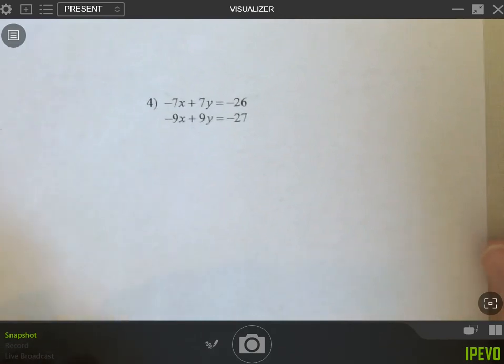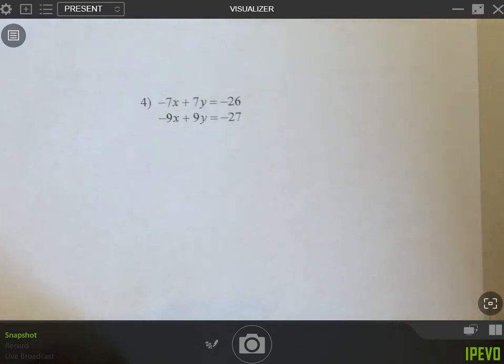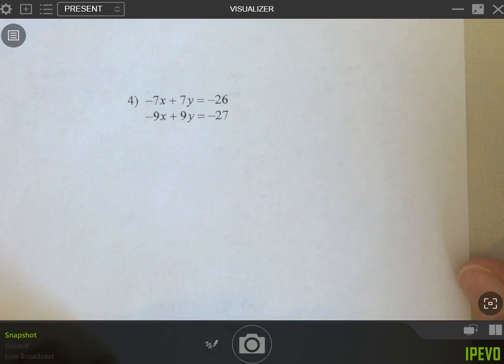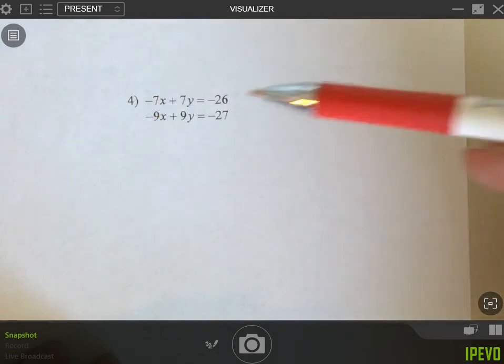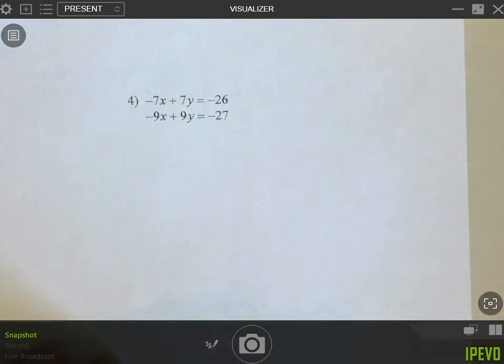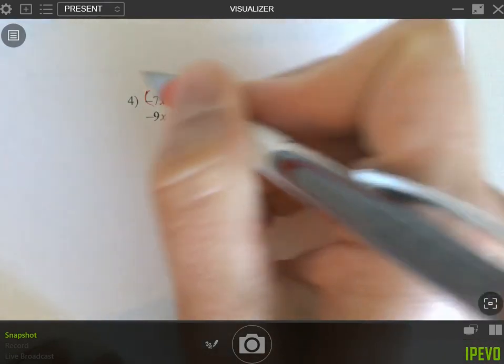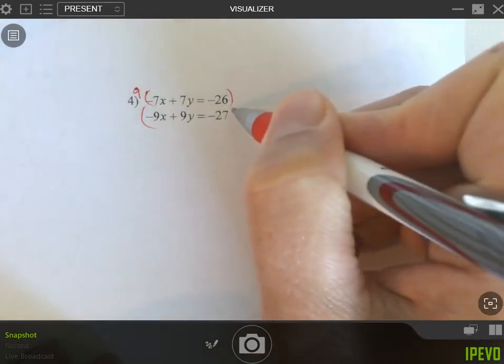All right, so let's jump to number 4. Is there anything I can do just to change one thing and make them cancel? No, I'm sort of stuck here. What is the least common multiple of 7 and 9? Because whether I want to get rid of the x or the y, it's the 7 and 9. Well, I can't really think of anything, so what is 7 times 9? 63. I think that's the smallest number I can get. 7, 14, 21, 28. None of those are jiving with 9, 18, 27, 36. So I'm going to multiply this by 9 and multiply this by 7.